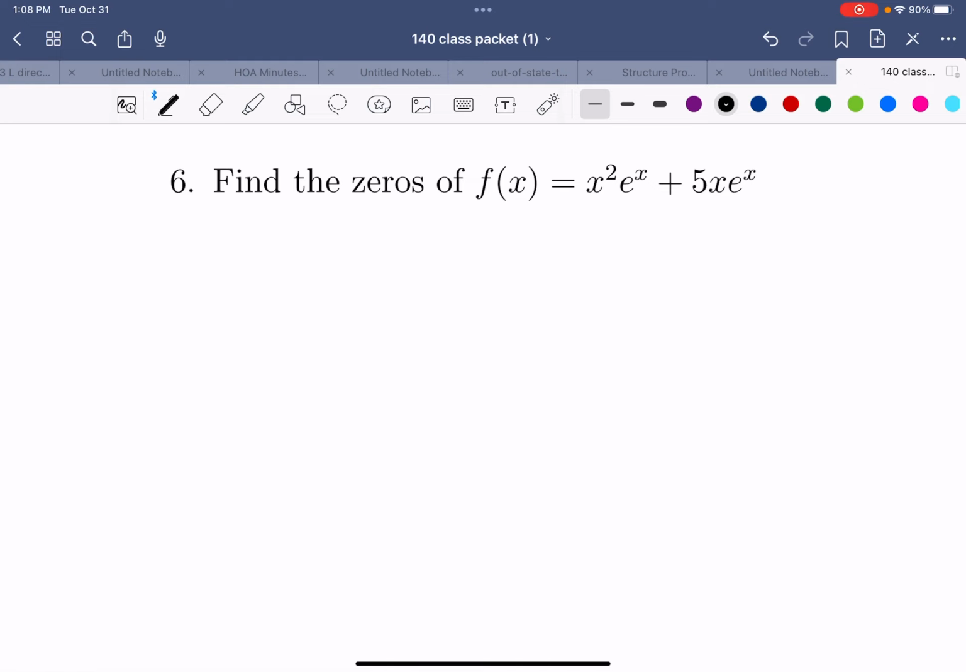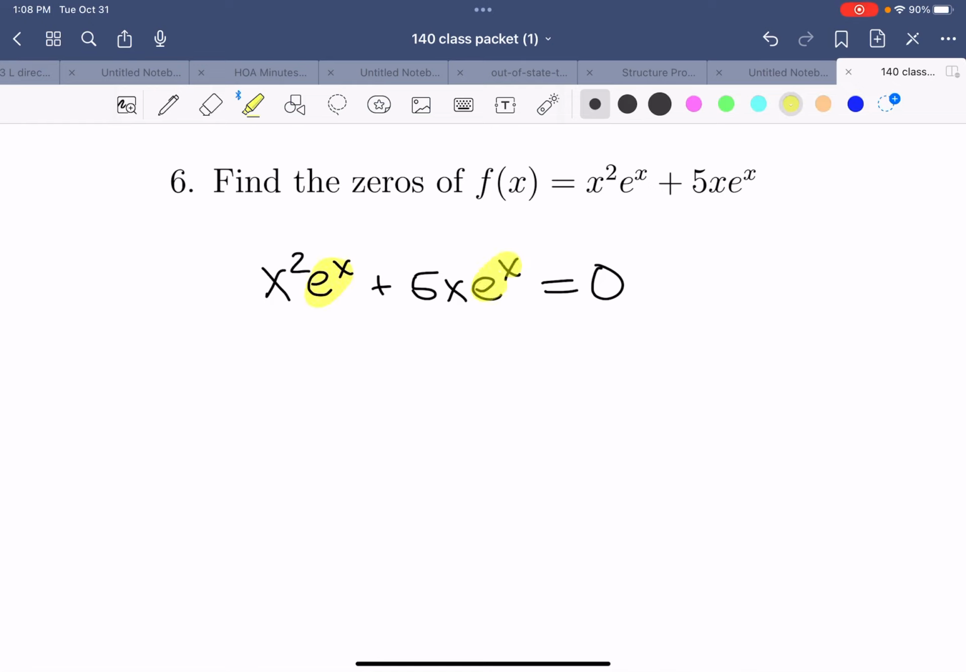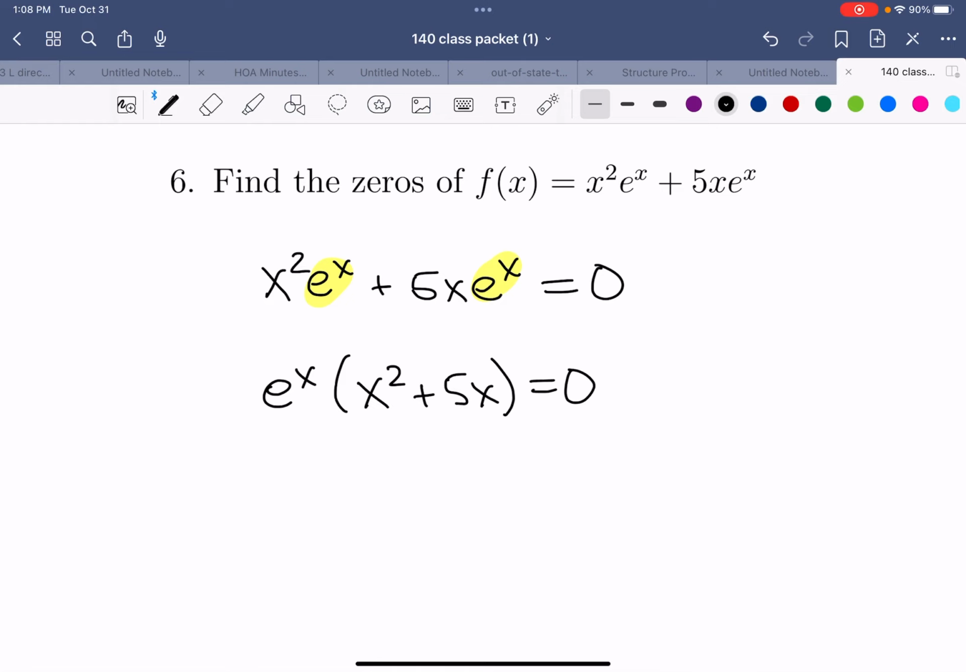Okay. And then lastly, we're going to find the zeros of our f of x. So when we do that, we set our function equal to 0. So you're going to have x squared e to the x plus 5x e to the x equals 0. Okay, the first thing I notice is that both of these terms have an e to the x in common. Let's go ahead and factor that out. What's left is x squared plus 5x equals 0.